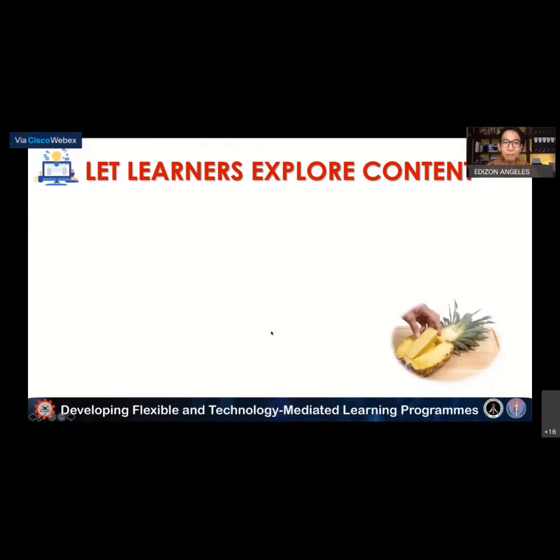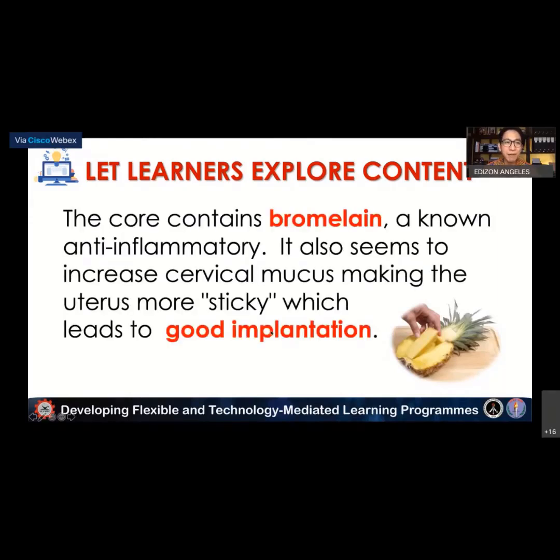So this is where a lot of self-paced exploration happens, especially when the student finds out that the core of the pineapple contains bromelain. It actually can help those people with some digestive problems, and even those who have some problems conceiving children. Do you know that when you eat the core of the pineapple, you increase the cervical mucus? Just a trivia that I want to share with you because I'm fond of science as well.